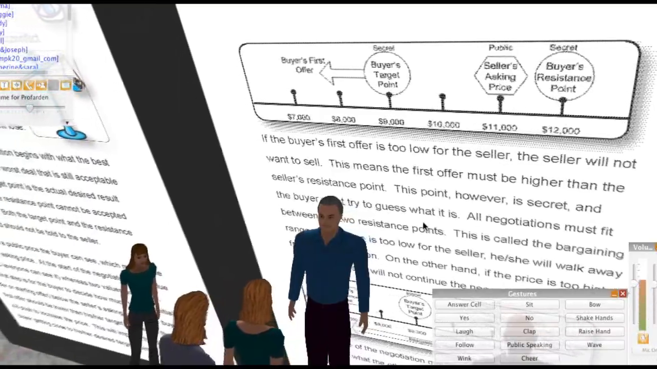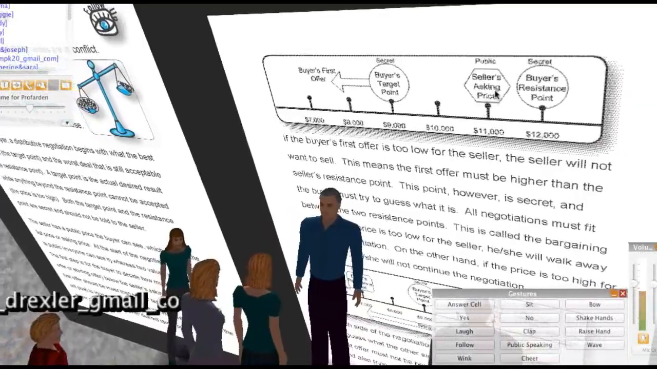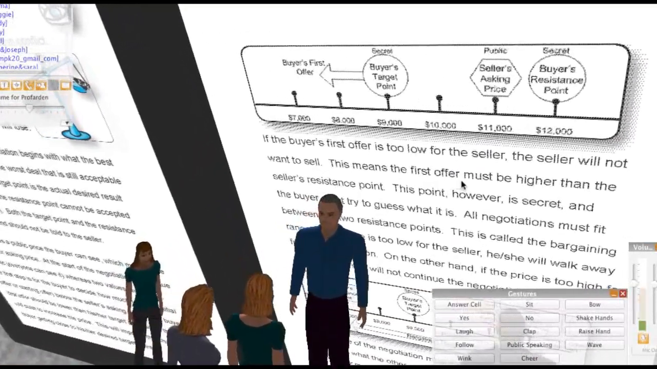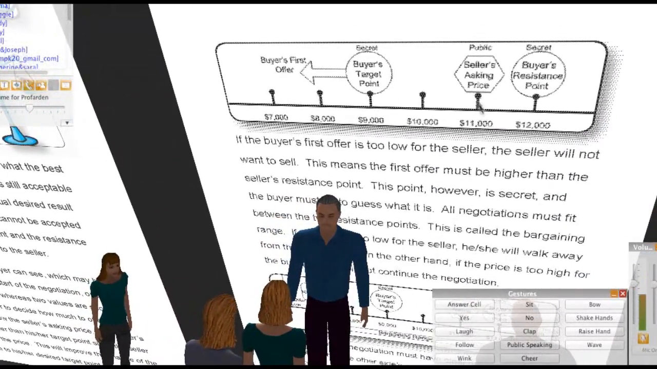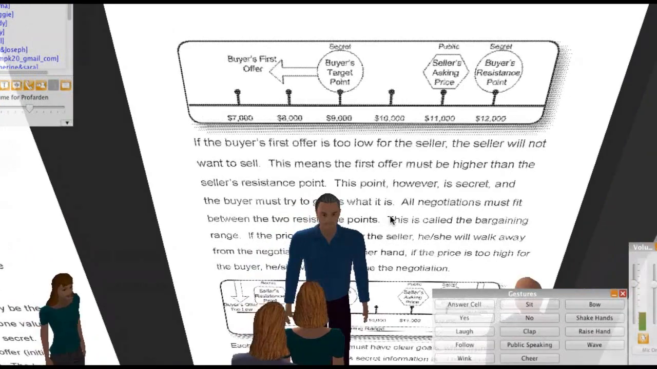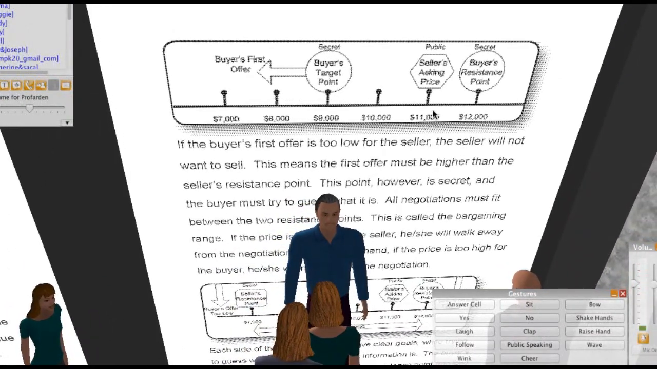Let's look here at the one thing that's not secret. There's one piece of information that's not secret, and that's the seller's asking price, or what we can also call the list price. The list price here is $11,000. $11,000 is the seller's asking price. That means if I go to the catalog, or if I go to the website, or if I call, they tell me the price is $11,000. Now, this is something I think we're all very familiar with, the list price, the asking price.